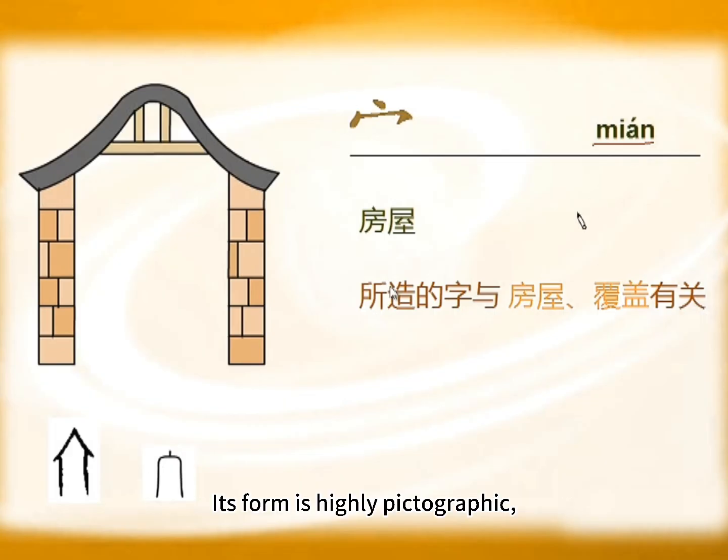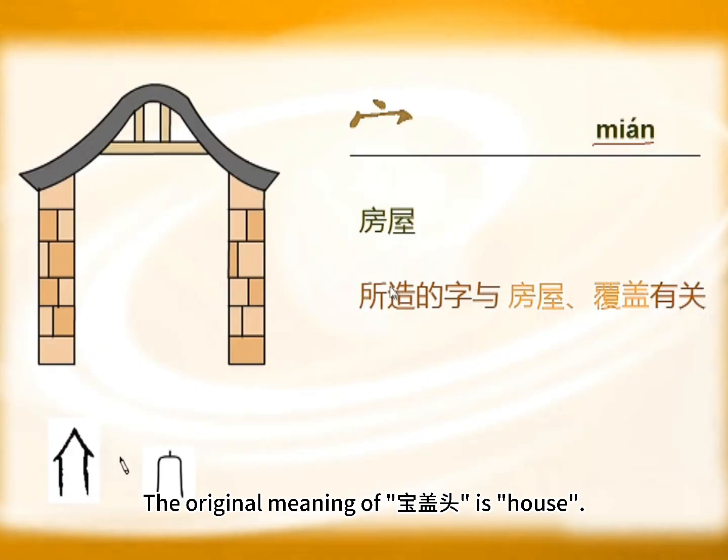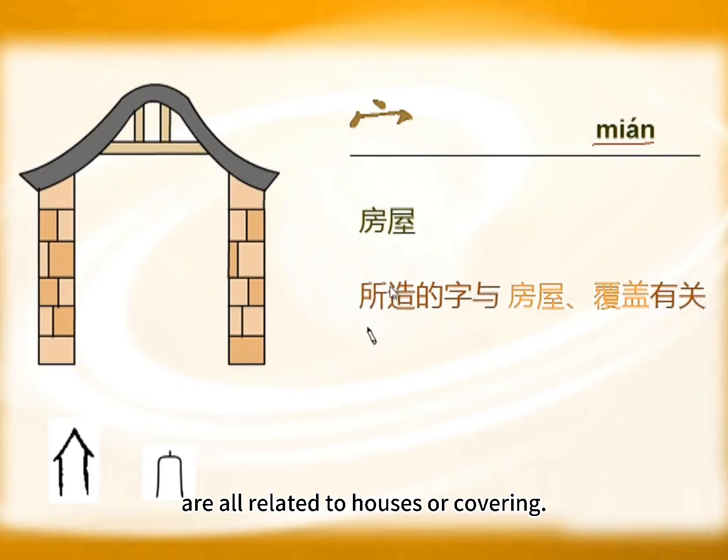Its form is highly pictographic, resembling the image of a house. The top is the roof. The sides represent the walls. The original meaning of 宝盖头 is house. Characters created with this radical are all related to houses or covering.